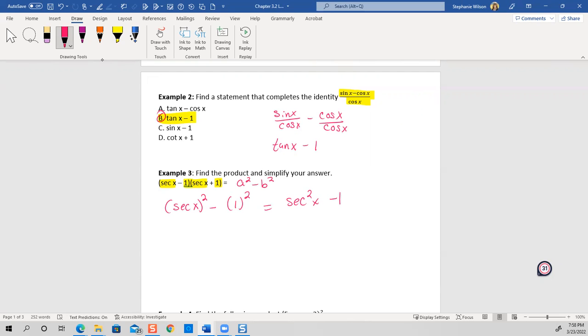Now we have to go back to our identities to determine our final answer. We have to simplify it if possible. When I go back to my identities, I see that I have 1 plus tangent squared x equals secant squared x. So I just need to solve for tangent, because I need secant squared x minus that 1. So I'm going to subtract the 1, and now I know my answer in simplified form.